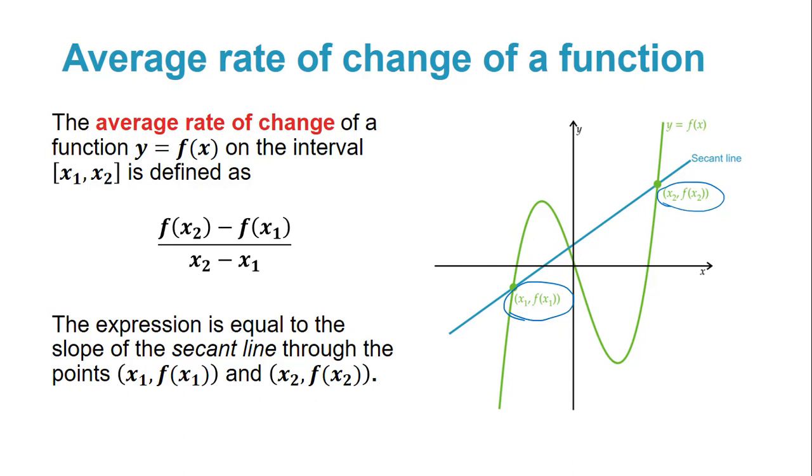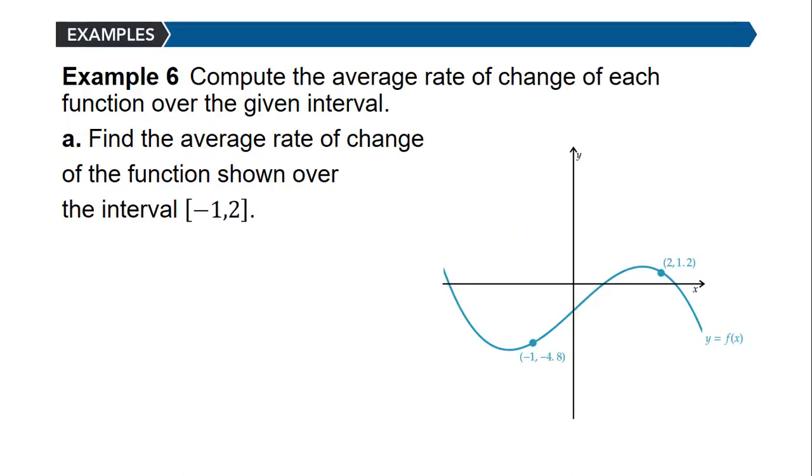And in calculus, you talk about that, and you try to move the point closer and closer and closer to the initial point so that you can talk about an instantaneous rate of change. But we'll look at this with two examples. We can be given a graph or a table or an actual equation of the function to find the average rate of change.